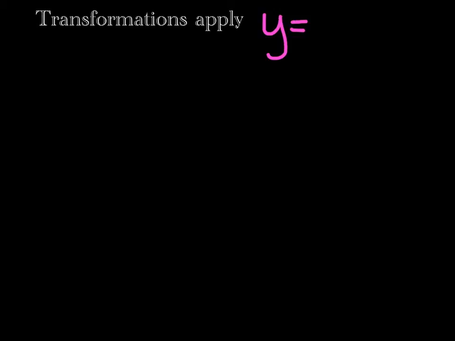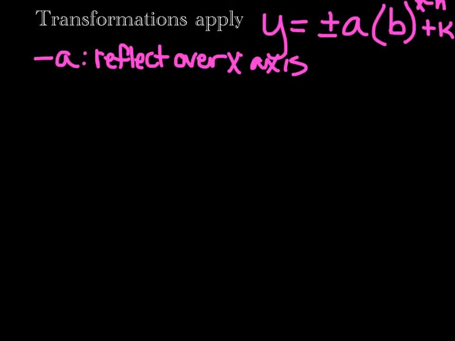Now, for this function, just like any other function we've done so far this year, the transformations apply. So the basic format of that would be y equals, and then we could have a positive or a negative a, and then we have our b to the x minus h, with the x minus h up in the exponent, and then plus k. All right, so if a is negative, that's going to be your reflection over the x-axis.